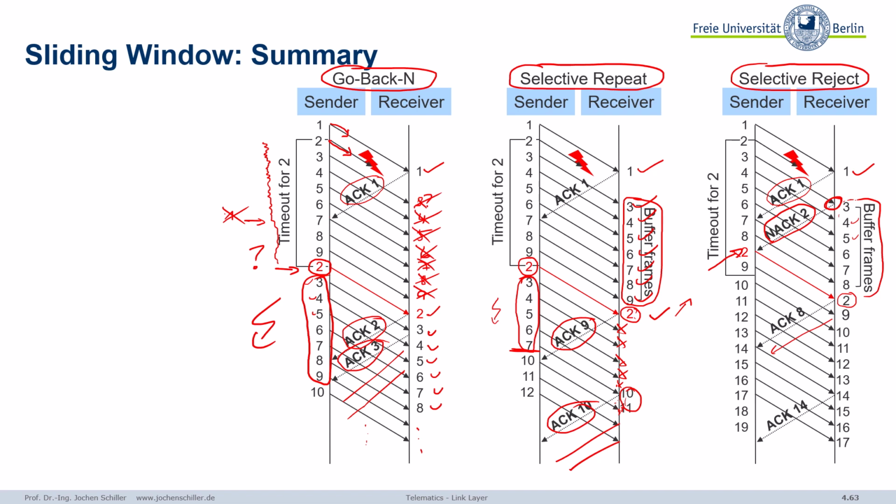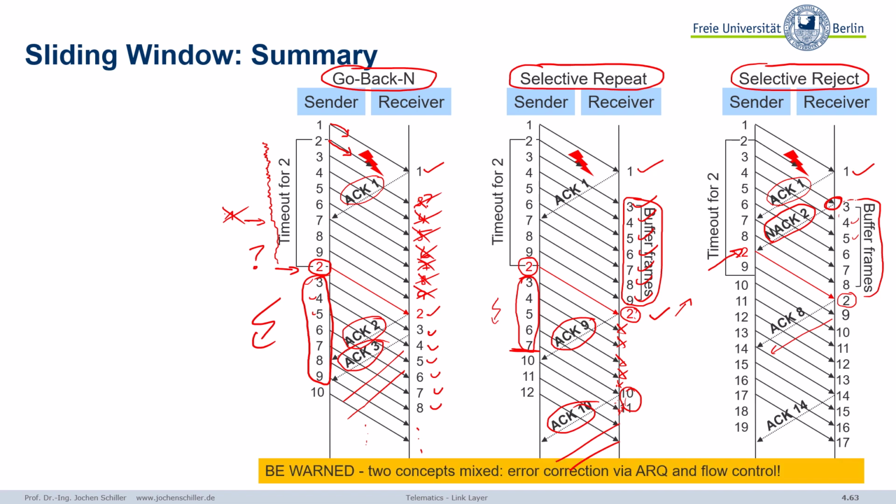Okay, so you see, we can solve this issue of having errors and using sliding window protocol in different ways. Go back N, the simplest one, selective reject, and you can extend this to sending back complete lists of negative acknowledgements with several frames to be even more efficient. So different ways. There's a slight warning.